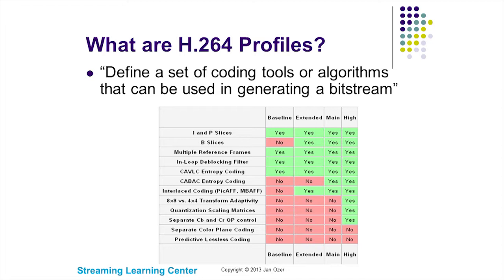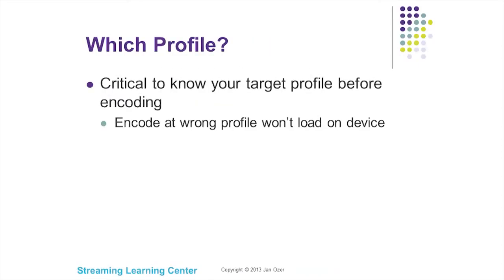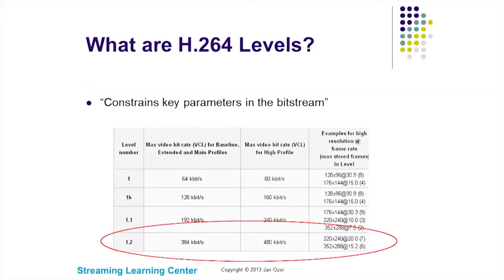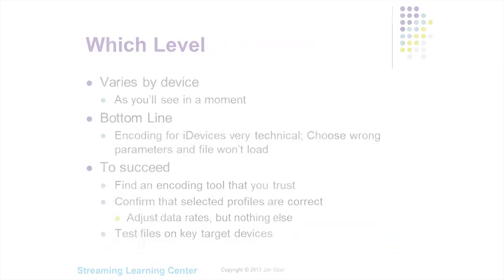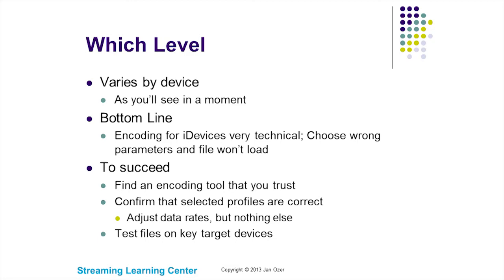If you're doing it in an iTunes tethered situation, then the file just won't load. And if you're doing it in an online situation, it just won't play. So really, the key compatibility aspect of producing H.264 for iDevices is knowing the right profile to use. And then levels constrain key parameters in the bit stream. So levels will say, OK, at this particular profile and level, you can't go higher than this data rate. You can't go higher than this resolution. And when you're producing for iDevices, you need to know all of those for every device that you're targeting.